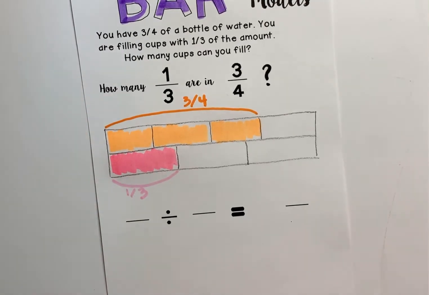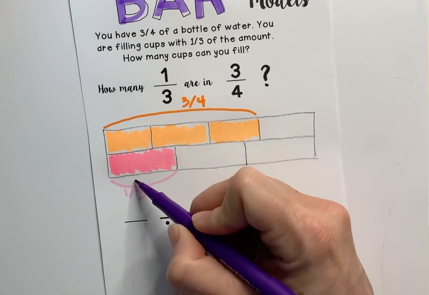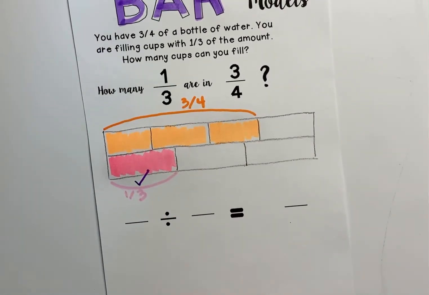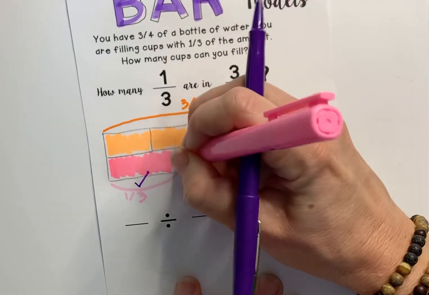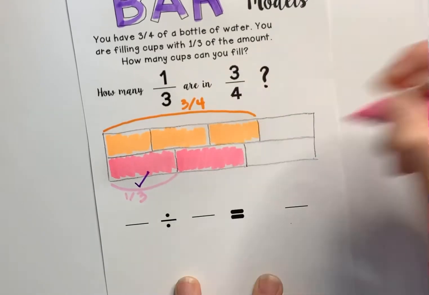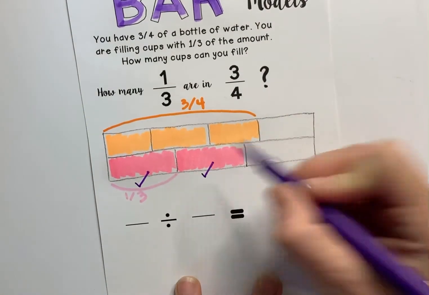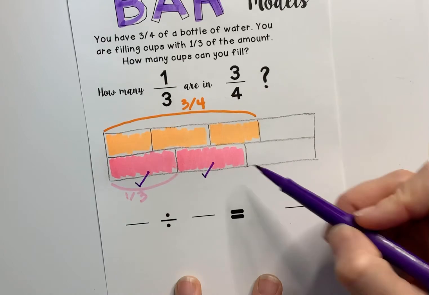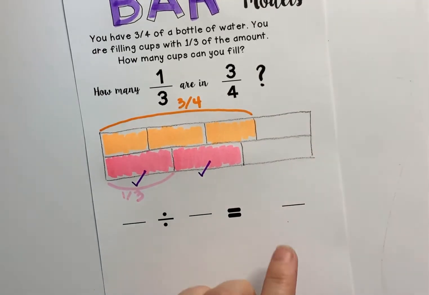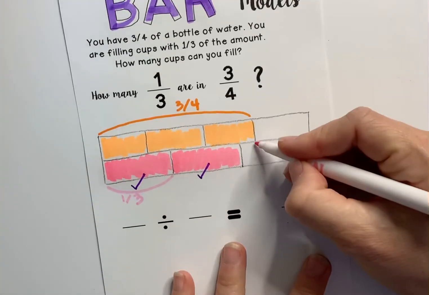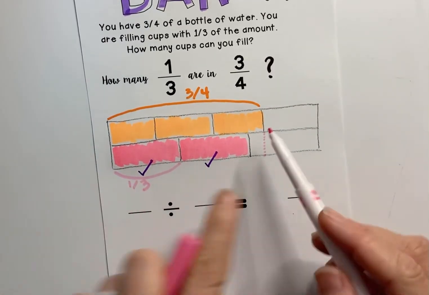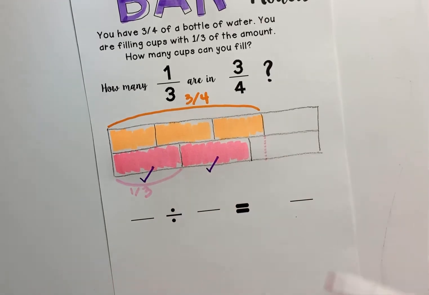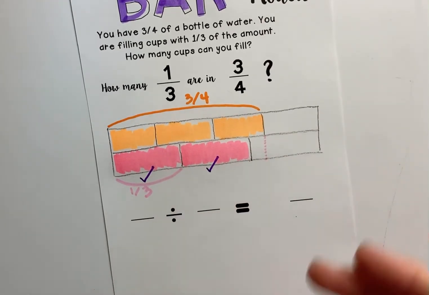Okay, so how many 1/3s are in 3/4? So now I'm going to go through and strategically count. All right, so there is 1 1/3 piece, and then we have another 1/3 piece that can fit inside 3/4. And then I have this little bit extra right here. So I know that the answer is going to be 2 and a little extra. So we just now need to figure out how many that is.